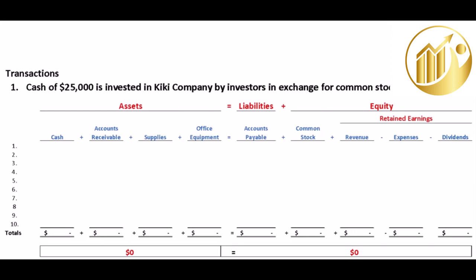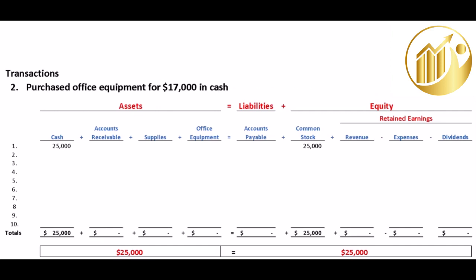Cash of 25,000 is invested in Kiki company by investors in exchange for common stock. So 25,000 cash comes in exchange for common stock. We will increase assets, the cash part. We will also increase an equity account, common stock. 25,000 increase in assets, 25,000 increase in equity. Notice the big red bold numbers at the bottom. This ensures that after each transaction our assets equal liabilities plus equity, and they should be balanced.